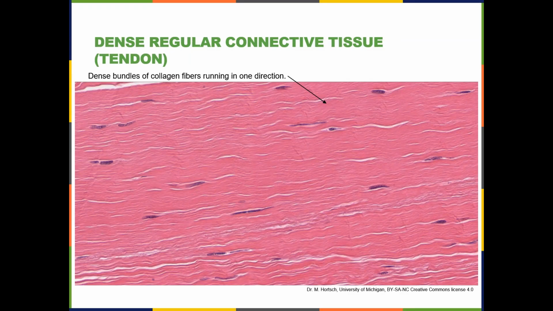Here's an image of a tendon that contains dense regular connective tissue with tightly packed bundles of collagen fibers that are all running parallel to one another.